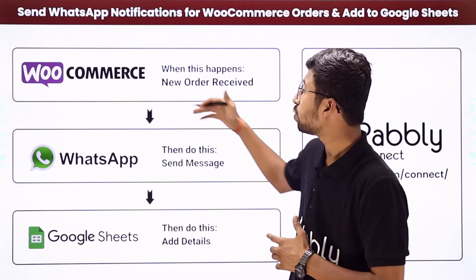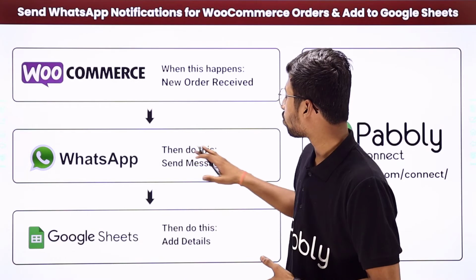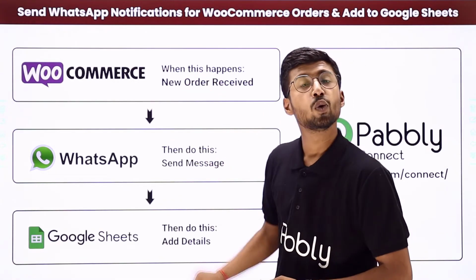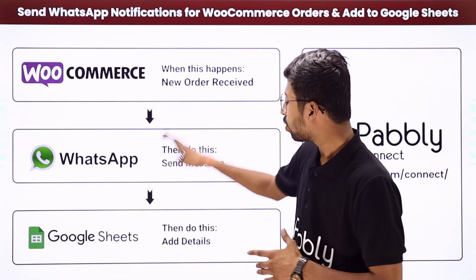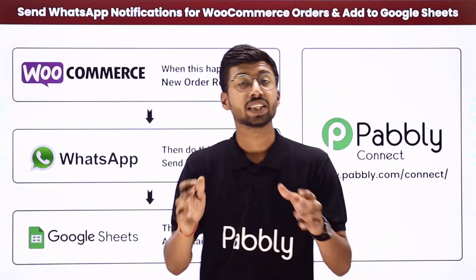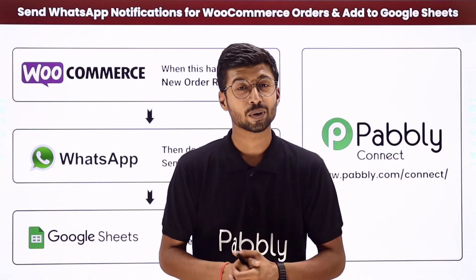whenever we receive a new order in WooCommerce, instantly, automatically, we will send a WhatsApp message to the very same customer who has placed the order. As well as, guys, we will add the details of this very same order into a Google Sheet for maintaining the records. Interesting, right? Now here you must be thinking how we are going to do this.